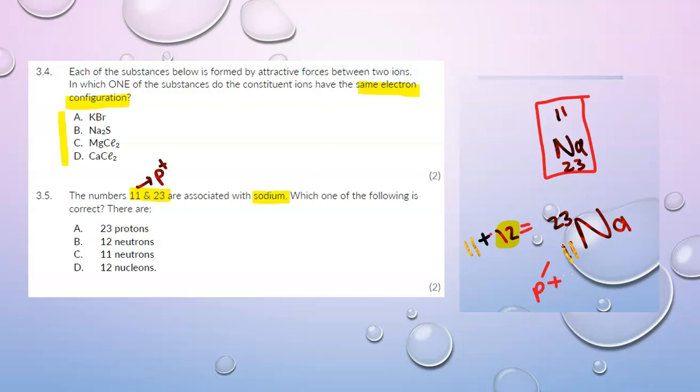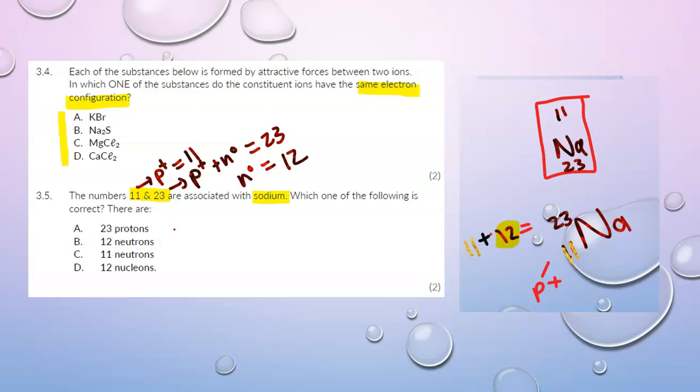Now the other number will always be your number of nucleons. So that's your protons plus your neutrons. Okay. So this 23 that's on the periodic table, that's like the average of all the sodium atoms that they went to measure. But if we look at an individual sodium atom, it might not be 23. Okay. So if we know that we have 11 protons and we have a total of 23 nucleons, then it means that our number of neutrons, just like we had in this example, will be 12.